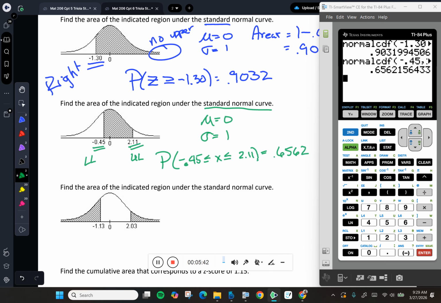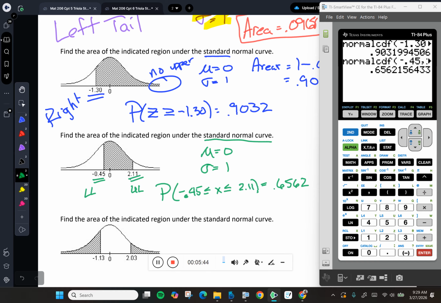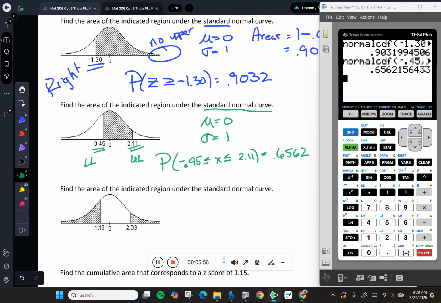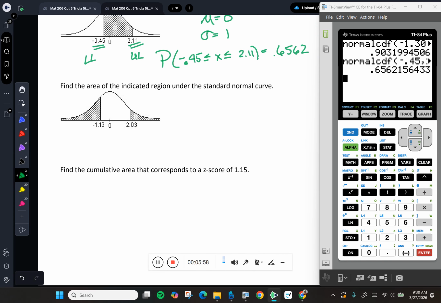Okay. All right. Those right there are the three basic problems that we'll see again and again. A left tail, a right tail, and a strip in the middle. Now, the one modification is sometimes we'll see this problem.